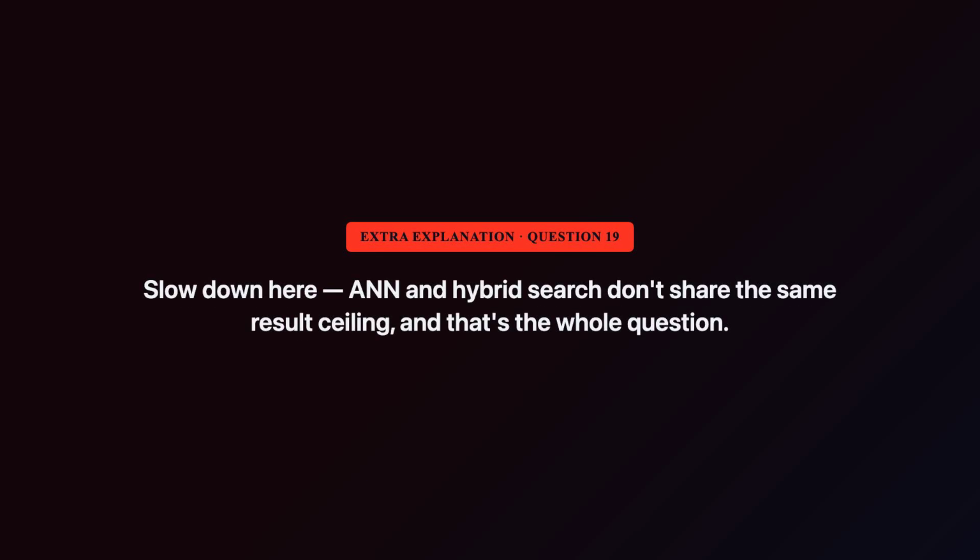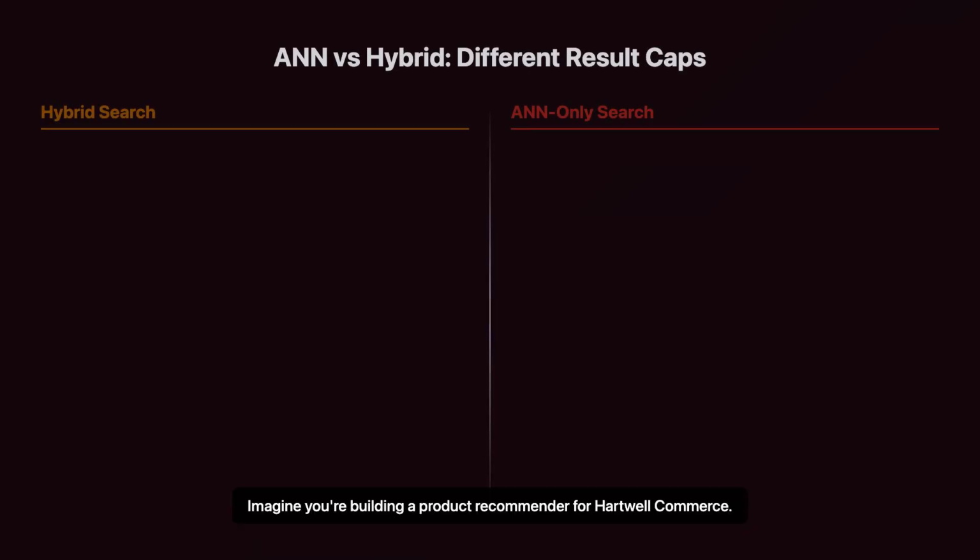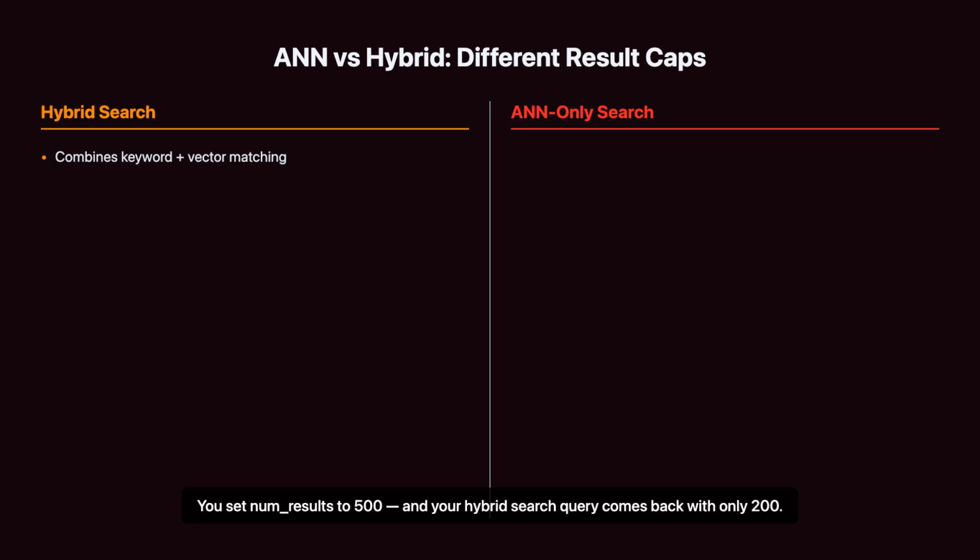Slow down here. ANN and hybrid search don't share the same result ceiling, and that's the whole question. Imagine you're building a product recommender for Hartwell Commerce. You want 500 candidate items for your re-ranker to score. You set num_results to 500, and your hybrid search query comes back with only 200.